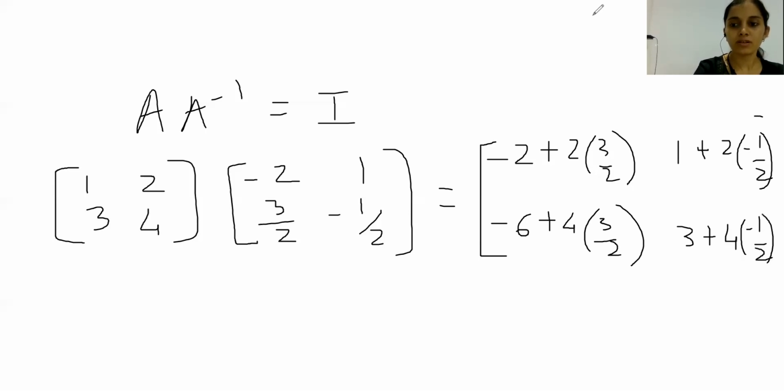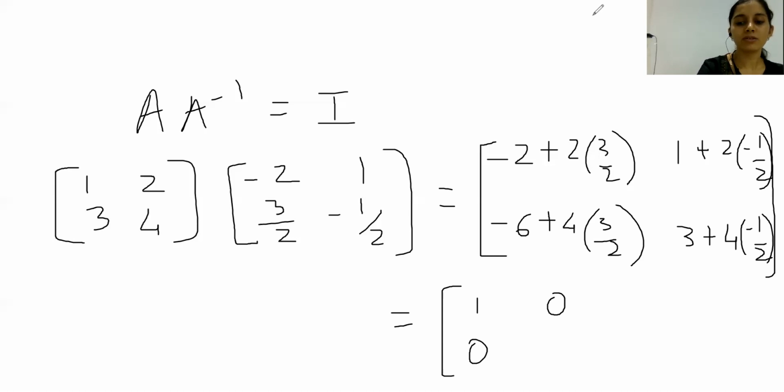Okay, let us do these and get the answer. So minus 2 plus 3 is 1. 1 minus 1 is 0. Minus 6 plus 6, 0. And 3 plus into minus is minus. So 3 minus 2 is 1. So yes, we are getting an identity matrix over here. Okay. So A A inverse is correct, and the inverse that we have found for A is also correct.